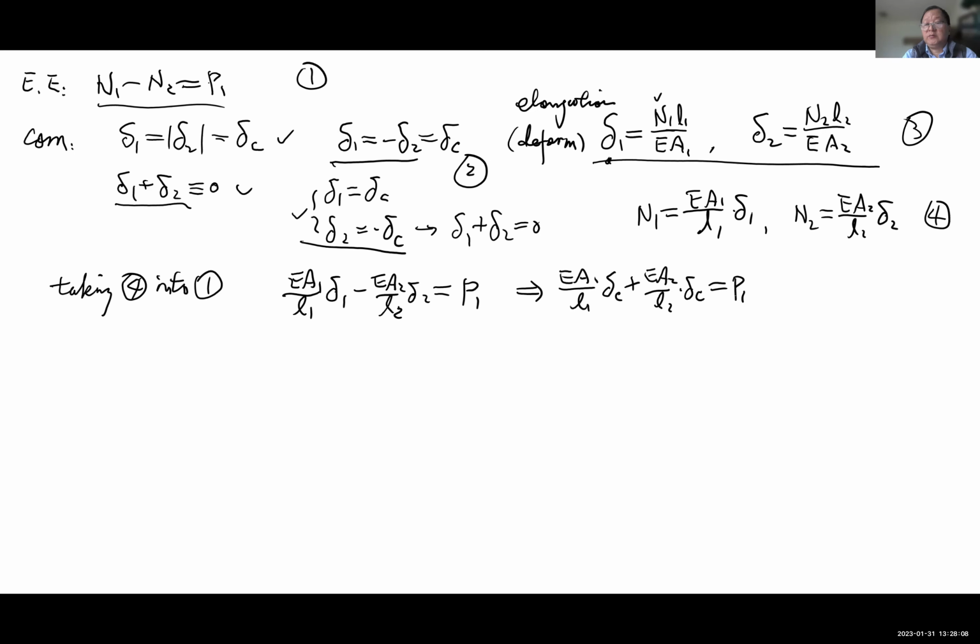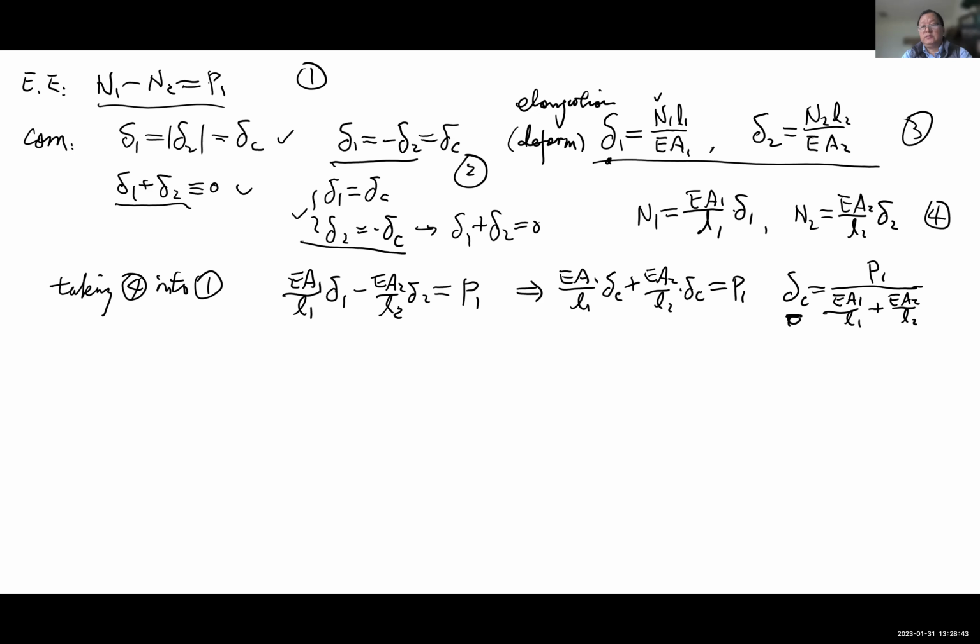Okay, so from this, now I can actually get delta C, right? What's delta C? It will be P1 divided by all this, so we have EA1, L1, plus EA2, L2, right? That's it. So now I find delta C, and that answers my question, right?